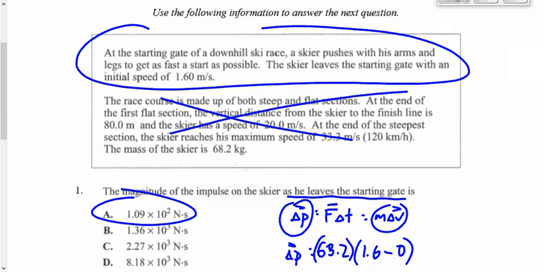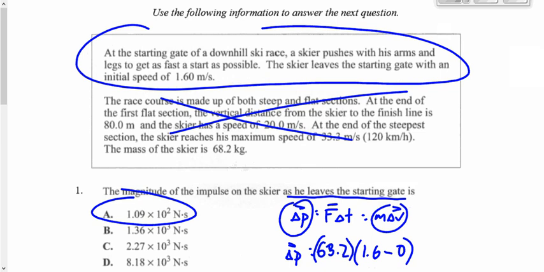But just take a step back from this and look at why those don't matter. Don't just use numbers because they're there. Use numbers because they're relevant. We're looking for the person leaving the starting gate. We don't know or care really what happens to them down the hill.